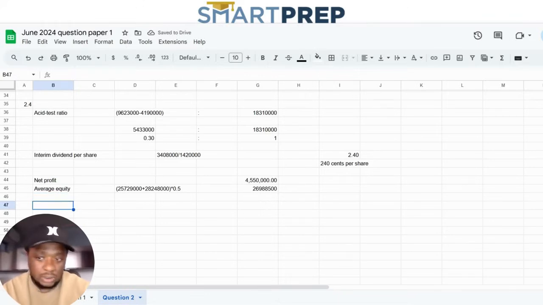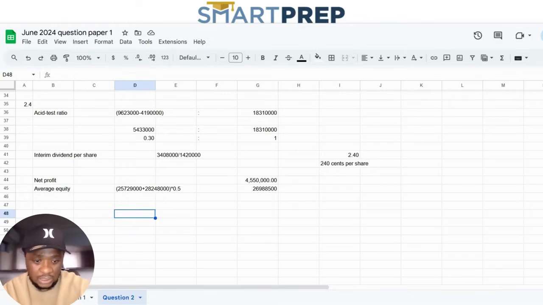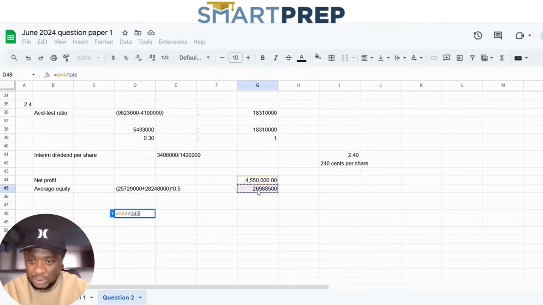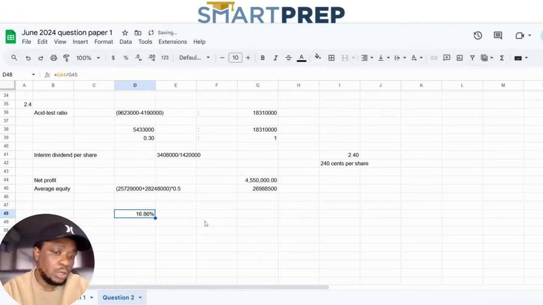So then to work out the percentage return, we're basically going to take our net profit. So we're going to take that net profit of 4 million, and then we're going to divide by this average equity, and then you multiply by 100. I'm using Excel, so I can just switch to percentage mode, and it gives us 16.86%. And that is basically how we would do this question.